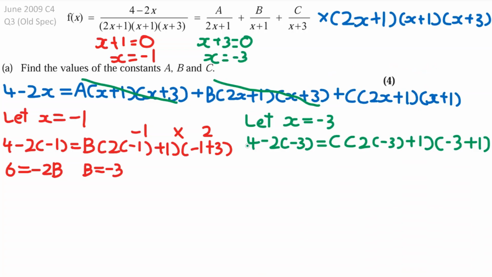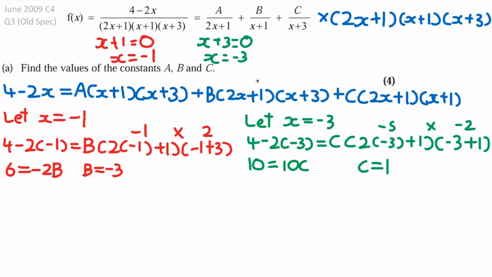We can simplify this. This here is going to simplify to 10. This bracket here is going to simplify to minus 5, and this bracket is going to simplify to minus 2, and then minus 5 times minus 2 is 10, so it's going to be 10c, and then divide both sides by 10, so we get that c is equal to minus 1, like this here.